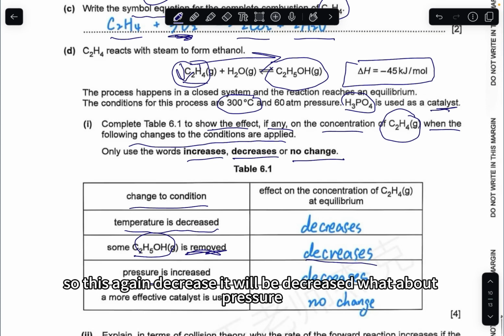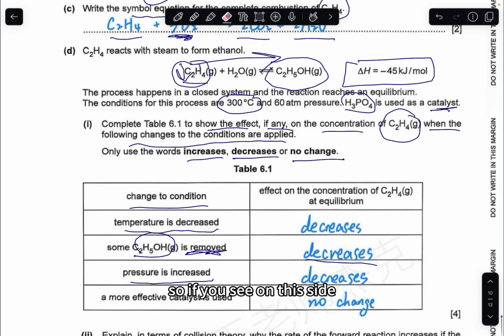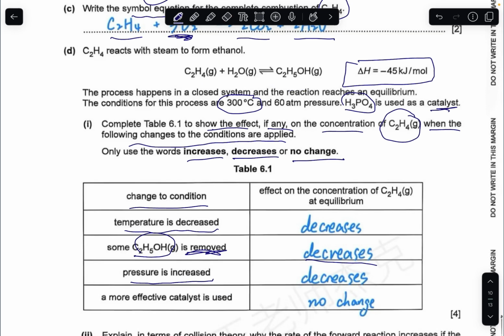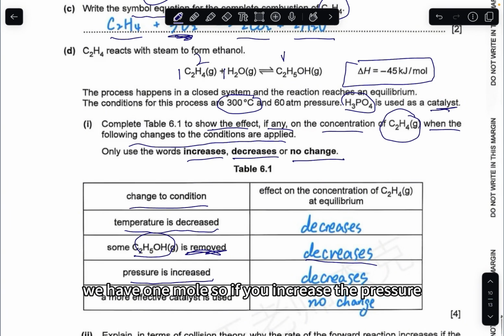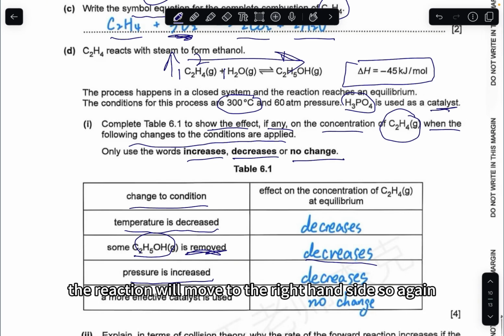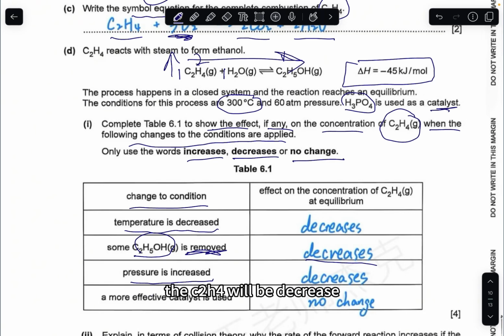What about pressure? If pressure is increased, on this side there is 1 mole of C2H4 and 1 mole of steam, so we have a total of 2 moles, and here we have 1 mole. So if you increase the pressure, the reaction will move to the right hand side, so again the C2H4 will be decreased.